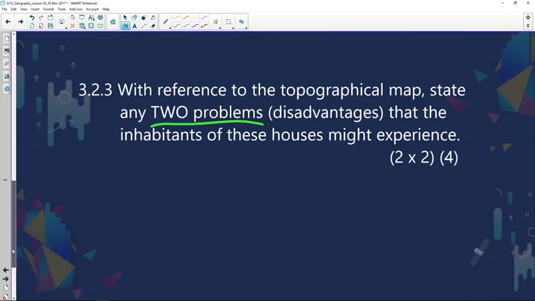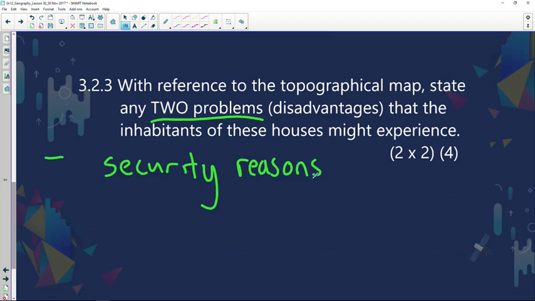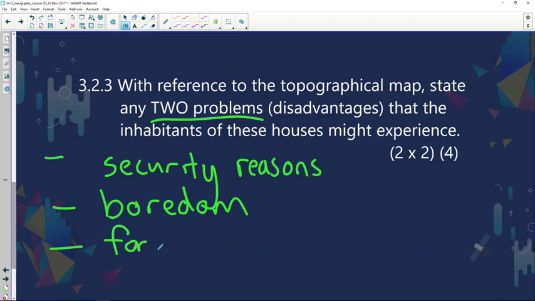Now, first of all, security reasons, right? Now, we know about a lot of farm attacks in South Africa, so when they're in trouble, they're quite far from help. A second thing, living so far from one another is going to create boredom. People are going to get bored. There's no social interaction. Another thing is they're far from services, such as schools.